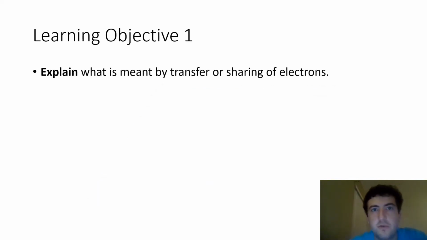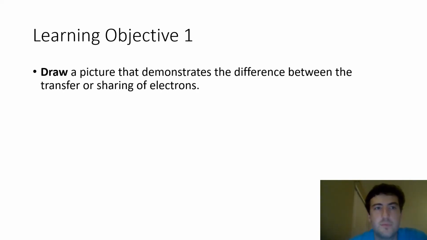Our learning objective would look something like this. Explain what is meant by transfer or sharing of electrons. A future learning objective might be drawn from the apply category and could look like this. Draw a picture that demonstrates the difference between transferring and sharing electrons.